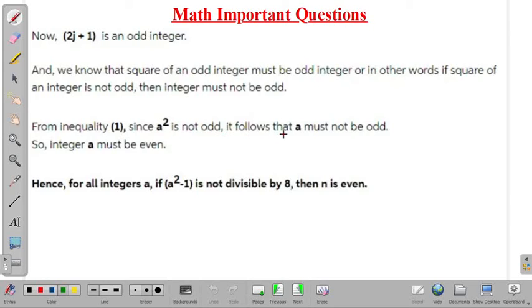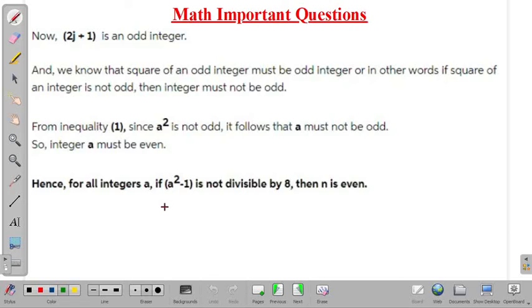It means a will not be odd. Okay, a must not be odd, and it is given that a is an integer, then a must be even. Hence for all integers a, if a square minus 1 is not divisible by 8, then a will be even.